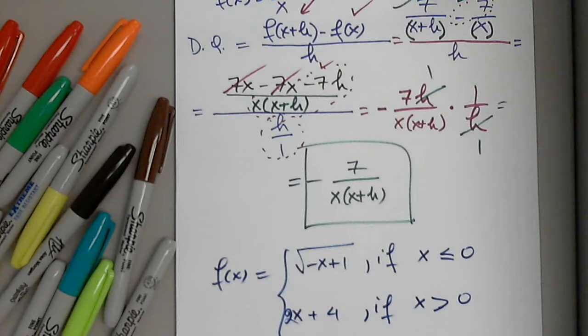Okay, so what type of function is the first one? This piece? Radical. And it can be graphed only on this interval. And we're going to write the interval in a moment. And this is what type of function? Linear. And it has to be graphed only on this interval.